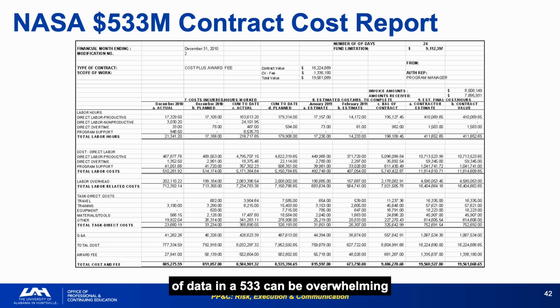The volume of data in a 533 can be overwhelming on a large contract. The 15-point checklist on the following slides is designed to give you a structured path through it. Do not read a 533 in isolation. Build a trend file that carries the key line items forward from each period so you can see how the numbers are moving over time.